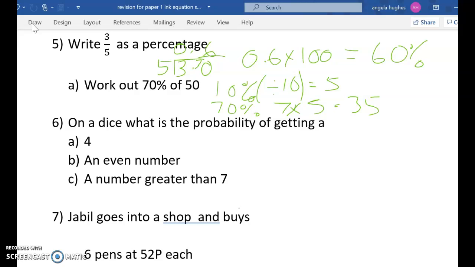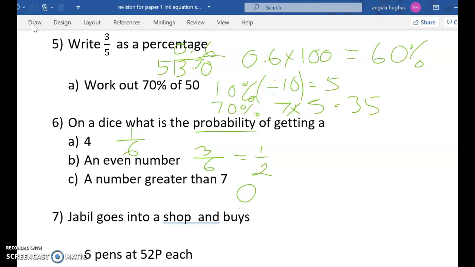Right, on a dice, what is the probability of getting a 4? Well, how many 4s are on a dice? There's 1, so that's the top of the fraction out of 6 possible numbers on a dice. An even number, so even numbers are 2, 4, 6, 8, 10 and so on. The only even numbers on a dice are 2, 4 and 6. So that's 3 numbers out of 6, which can cancel down to a half. I divide by 3, yeah? How many 3s in 3? 1. How many 3s in 6? 2. Okay, a number greater than 7. Well, there are no numbers 7 or greater, so the probability of that is impossible, which is 0.